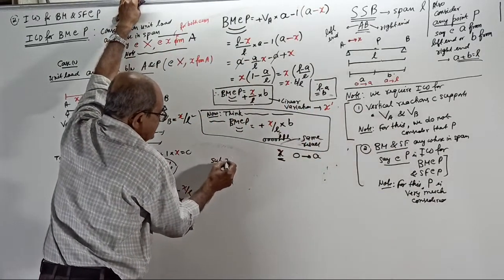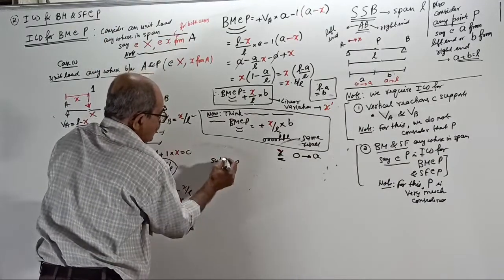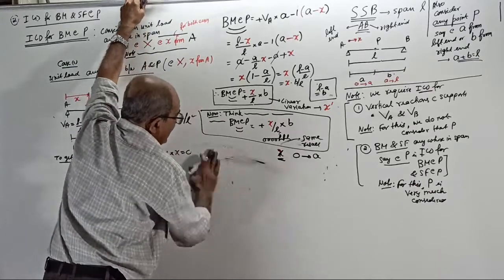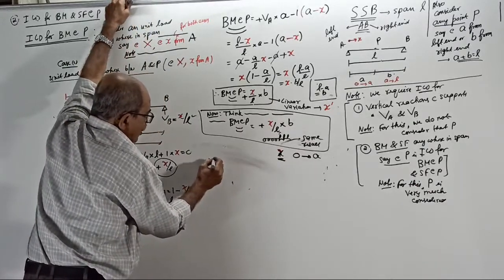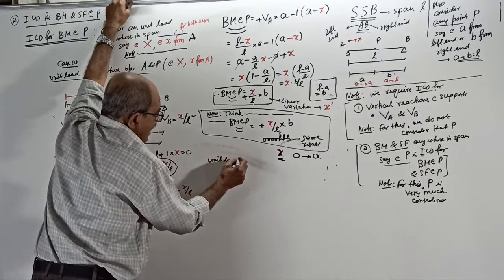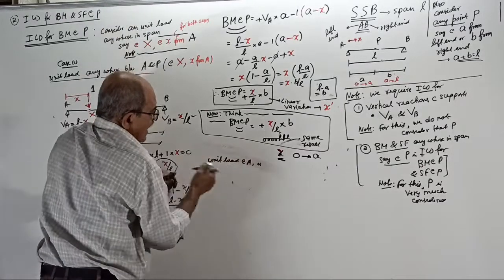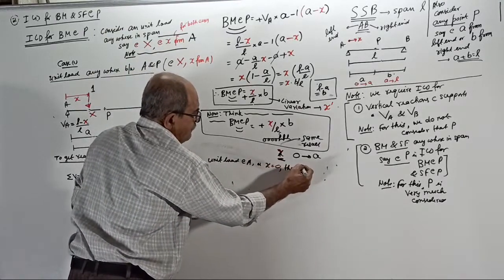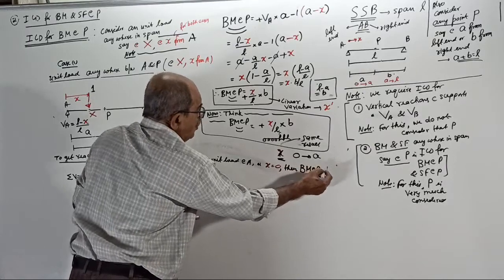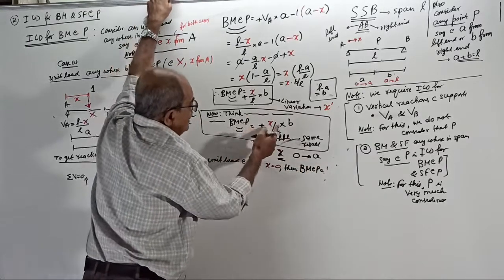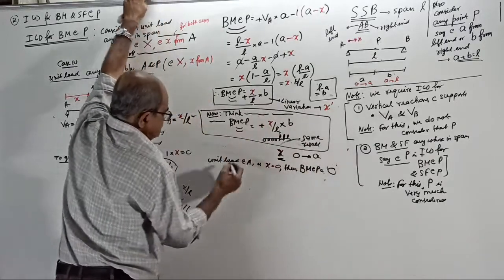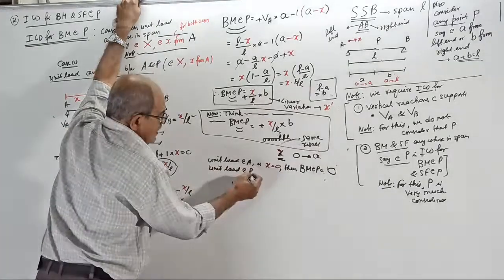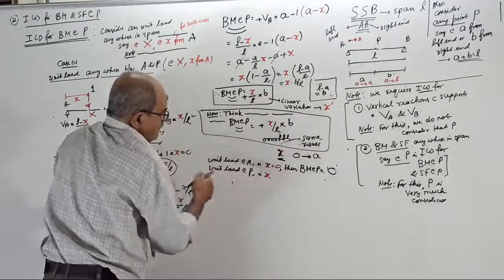Now substitute X equal to 0. I'll do one thing, I'll take the other way. I'll start here. Unit load at A, that is X equal to 0. Correct? Then bending moment at P, put X equal to 0. What is the answer? 0. Then unit load at P, that is X equal to A.